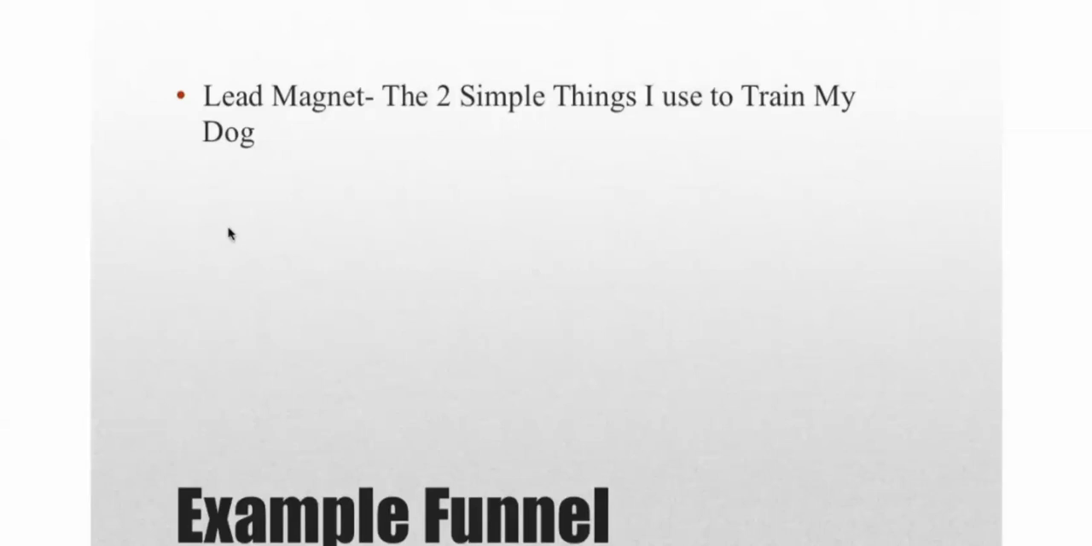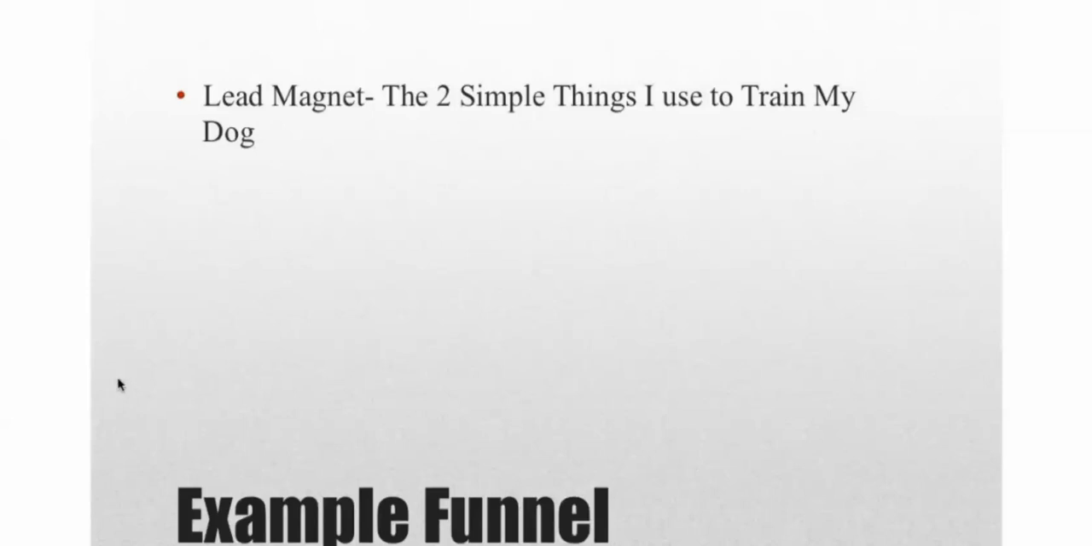All right. So for an example funnel, let's say our lead magnet is a digital book or a quick little video, something along those lines, about 2 simple things I use to train my dog. This would appeal to dog owners, obviously. So everybody that opts in for this particular lead magnet, we know they're interested in dogs, or they probably have a dog, or maybe they're trying to train their cat. No, but they obviously have a dog, right?